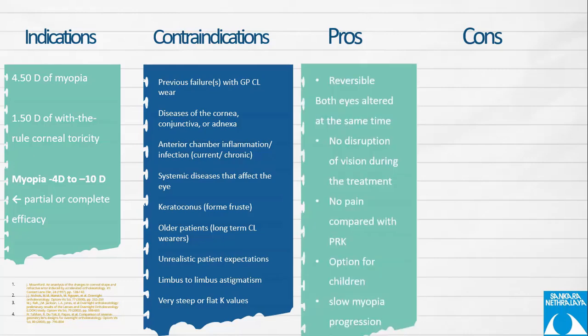Coming to the pros of Ortho-K, it is reversible and both eyes are altered at the same time. So there's no disruption of vision during the treatment and no pain compared with other laser vision correction treatment options. And it's a good option for children, especially 11 to 15-year-olds who are into sports, and they do require clear vision during the day without any refractive error correction in the form of glasses. It also has been published to slow down myopia progression.